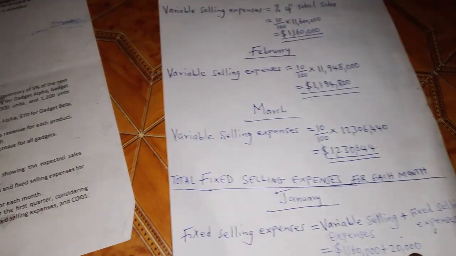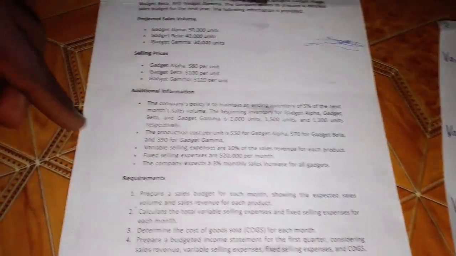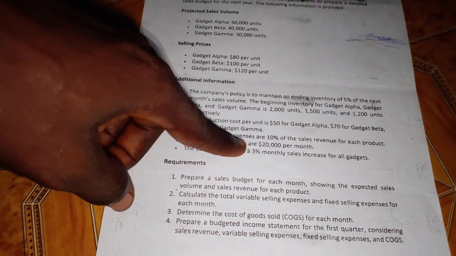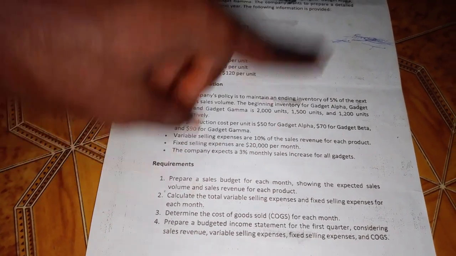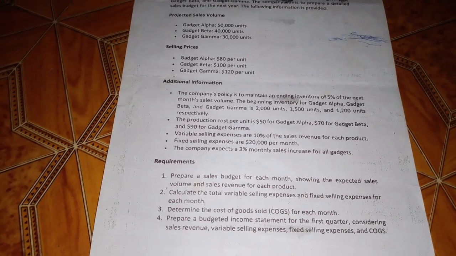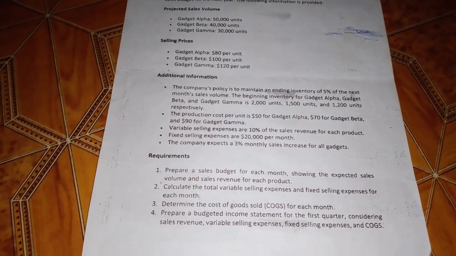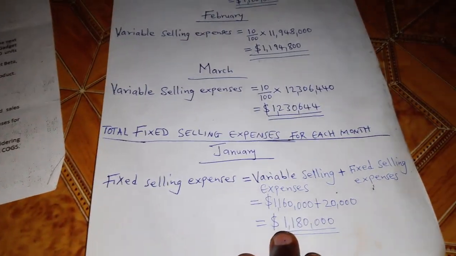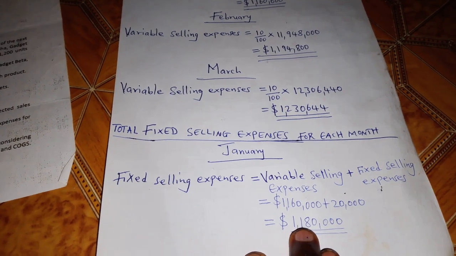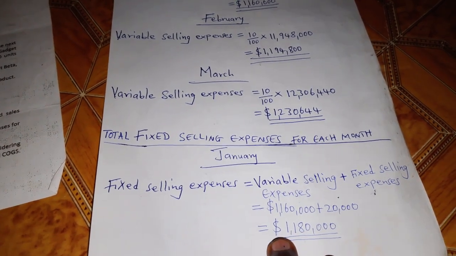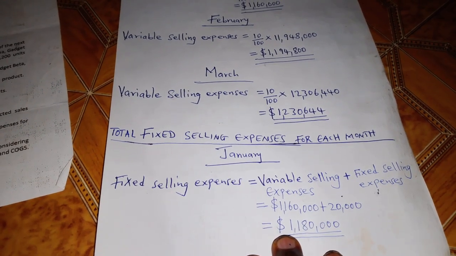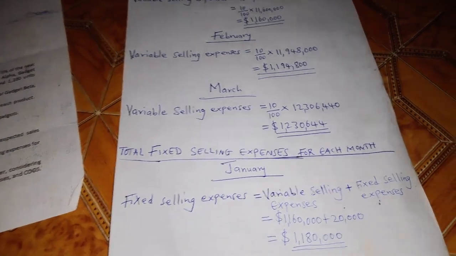It is in the question under the additional information. They said fixed selling expenses are $20,000 per month. So each month is $20,000, it's constant. So when we add this, it gives us $1,180,000 for January as the total selling expenses.